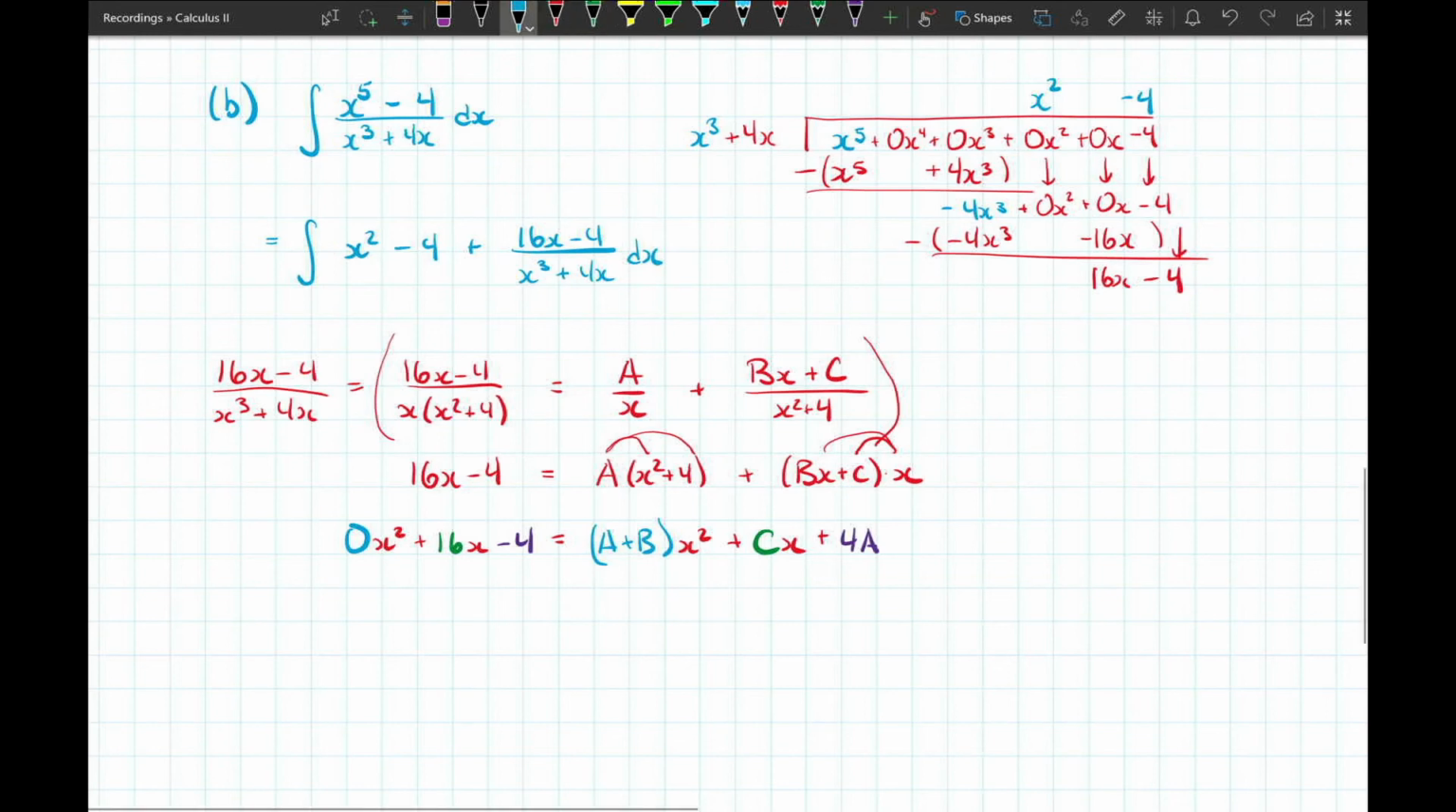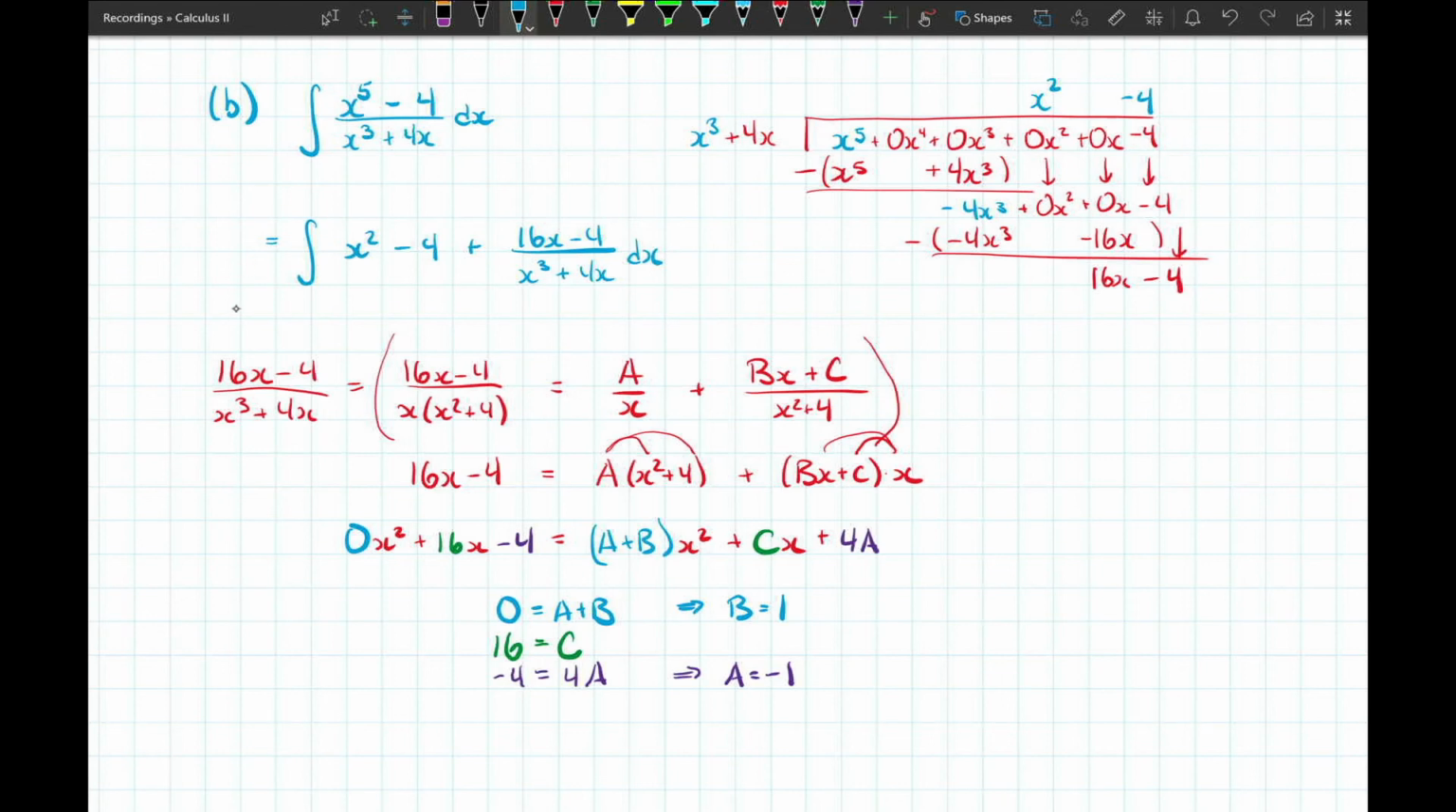So 0 is going to equal a plus b, 16 is going to equal c, and negative 4 is going to equal 4a. Well, I know that c is equal to 16. This third equation allows me to see that a is equal to minus 1. And plugging that into my first equation, 0 equals negative 1 plus b means that b must equal 1. Now, I can take my a, b, and c, plug it back into my partial fraction forms, and rewrite 16x minus 4 over x cubed plus 4x.